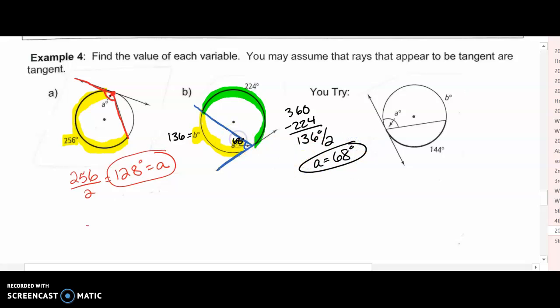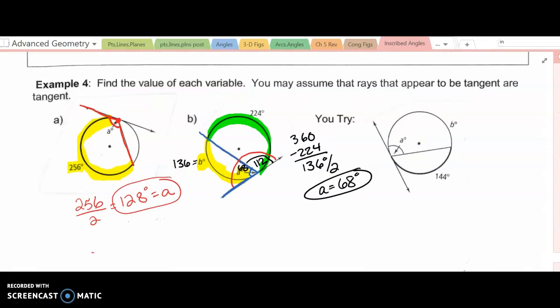The other strategy is maybe you want to take half of 224 to get this angle to be 112 from here to here, and then maybe you want to use a linear pair to find that to be 68. Ultimately, it doesn't matter. There are different strategies. As long as you get the 68, we're good. So the last thing we have here is a you try. So pause the video, give that your best shot, and then we'll see how that goes.